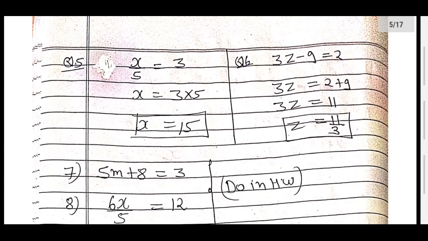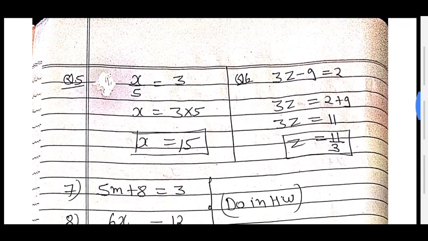Okay. Now come on fifth question. X by 5 is equal to 3. So you make x alone. So for making alone, the 5 move to this side. Here in divide, here become multiply. So finally become 3 5 is 15.